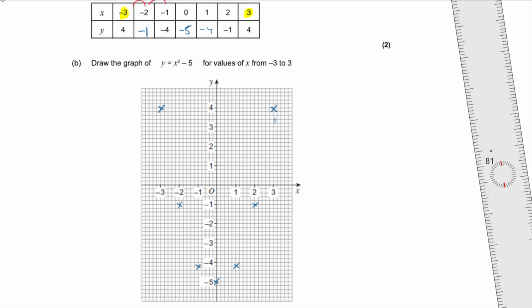Okay. Right, now this time we've got our points, but we need to join them up with a nice smooth curve going through each of those points that we plotted. Now you want a nice sharp pencil so it's not too thick. You want one continuous line through each of your points. It doesn't matter if it wobbles a bit, but what does matter is if you have more than one line.